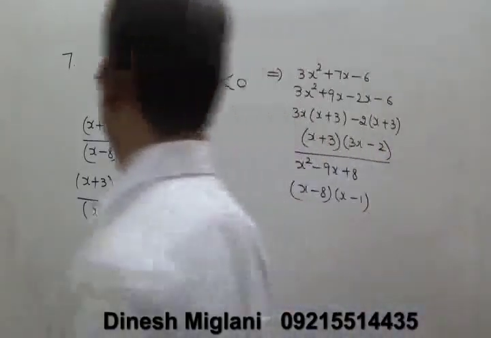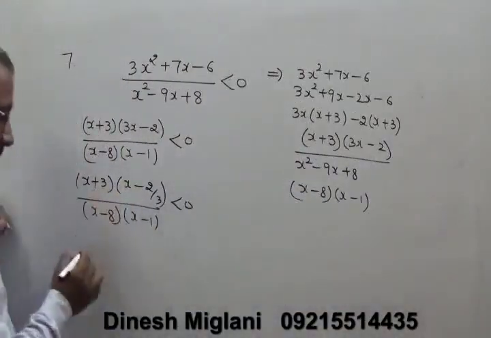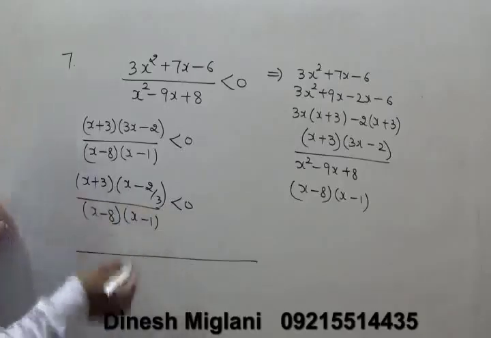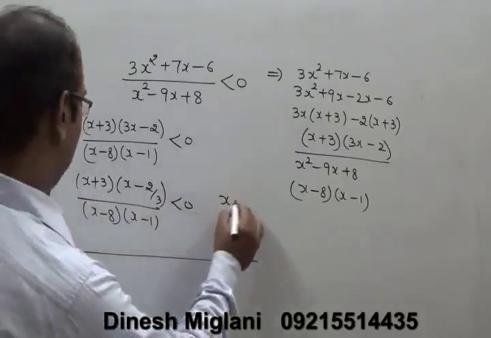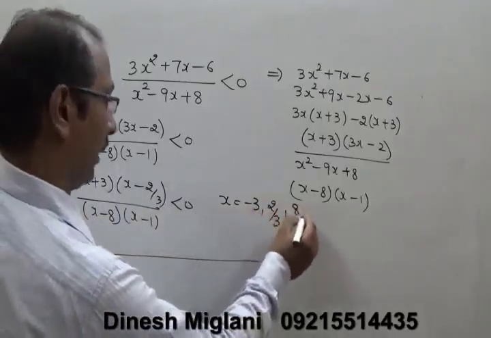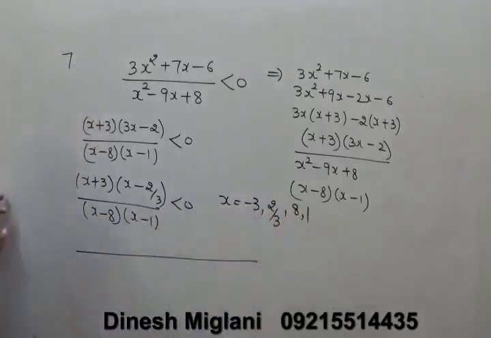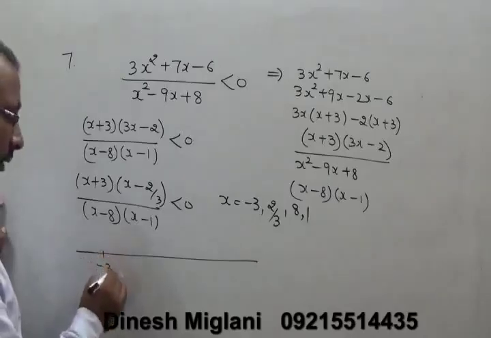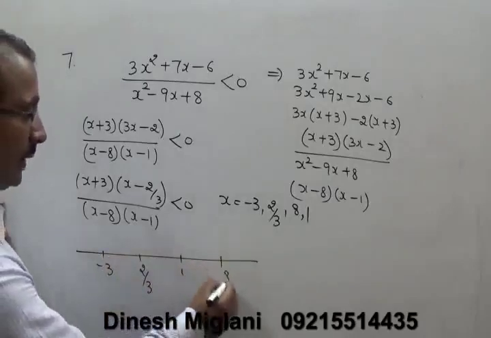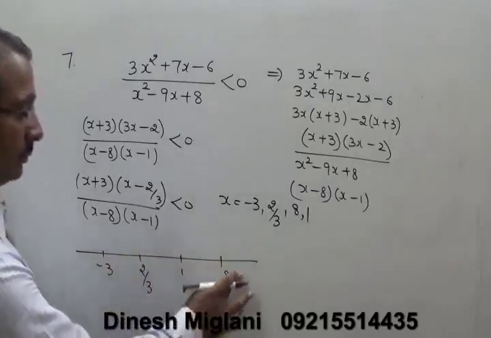Now after this, we put all the numbers to be equal to 0. We are in a position to get the different values of x: −3, 2/3, 8 and 1, right? Now I put it on the number line. This is −3, this is 2/3, this is 1 and this is 8.